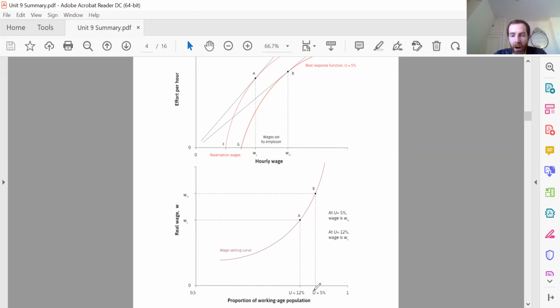And we've got our 2 points that we got from our best response functions above. So when unemployment was 5%, the wage that firms would have to pay to get workers to work was this wage WH, and that's our point B, which connects to this one up here. If unemployment was 12%, then we saw that firms could get away with paying a lower wage WL. And so that's why on our wage setting curve, when unemployment is 12%, we get WL as the wage that firms would pay.